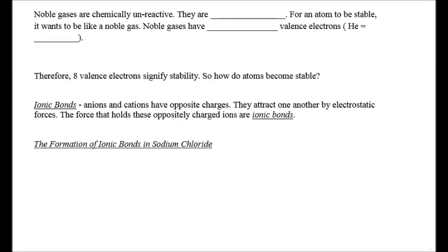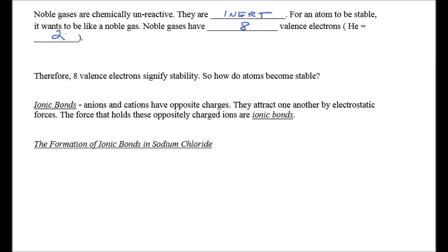The noble gases are chemically unreactive. They are inert, which means they don't react. For an atom to be stable, it wants to be like a noble gas. Noble gases have 8 valence electrons, except for helium, which only has 2. Therefore, 8 valence electrons signify stability. So how do atoms reach this stability? And the answer is they bond.